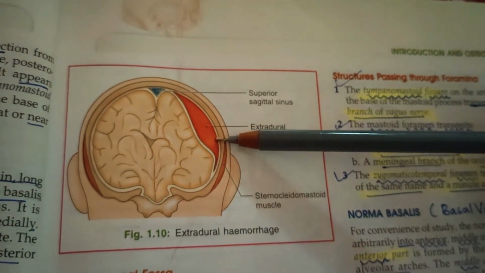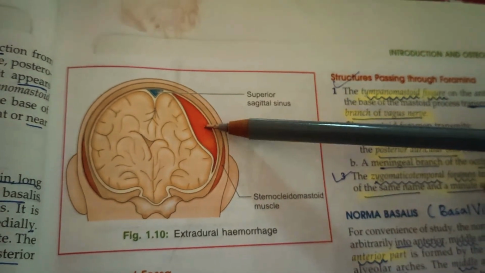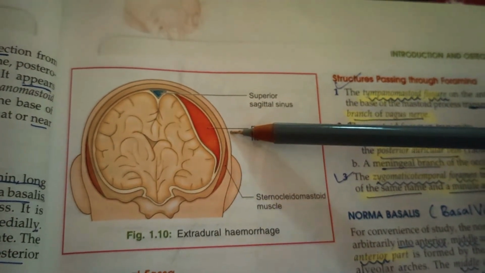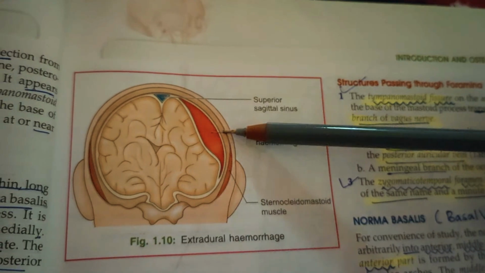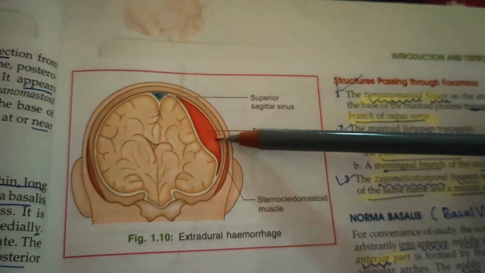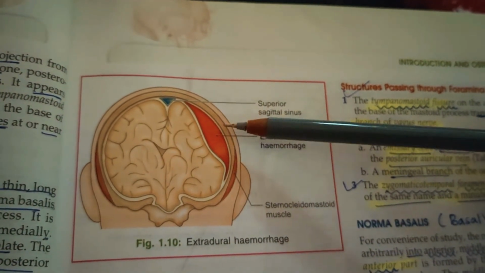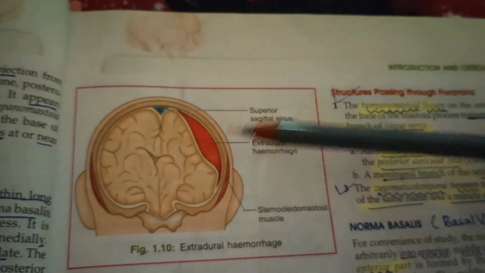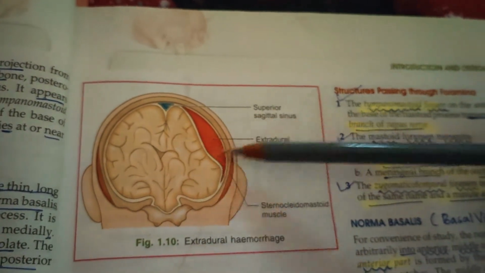The clot compresses the motor area of the brain, leading to paralysis of the opposite side, and the clot must be sucked out at the earliest by trephining, and the head must be protected by a helmet. So that's why they say the head should be protected by a helmet. This is an extradural hemorrhage.